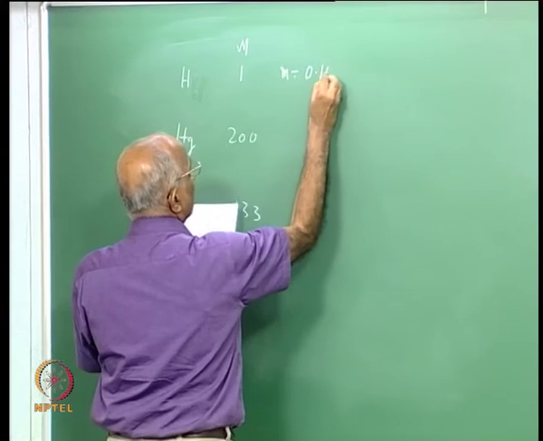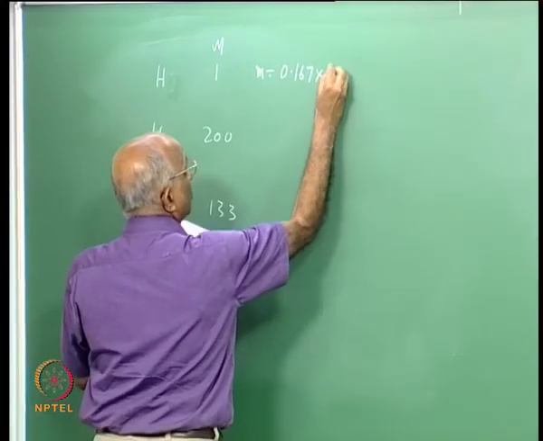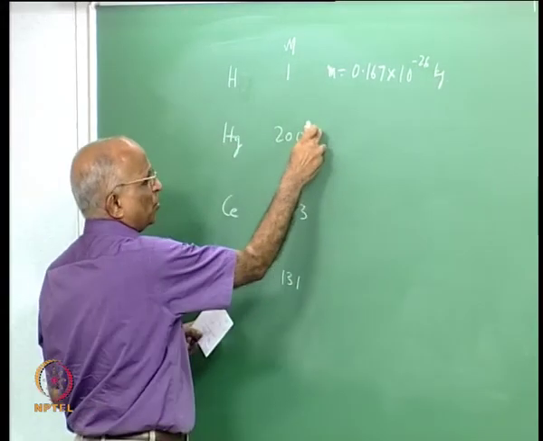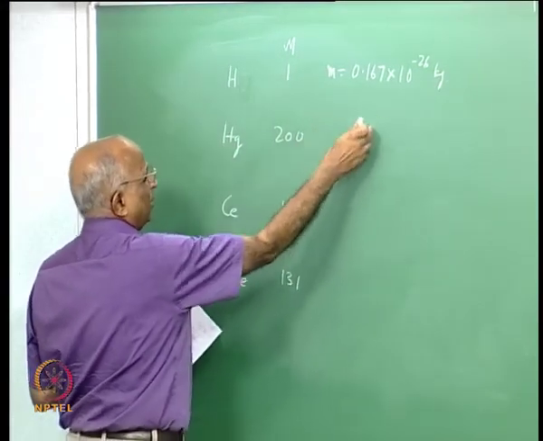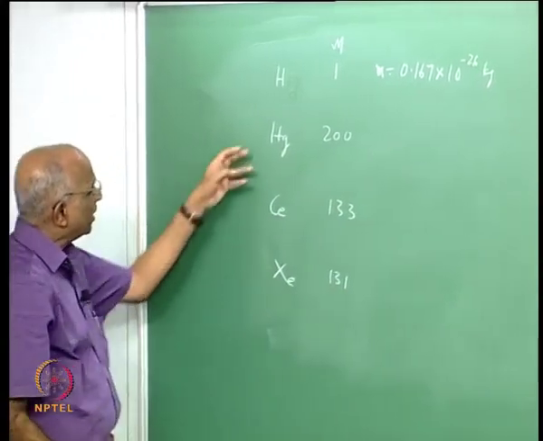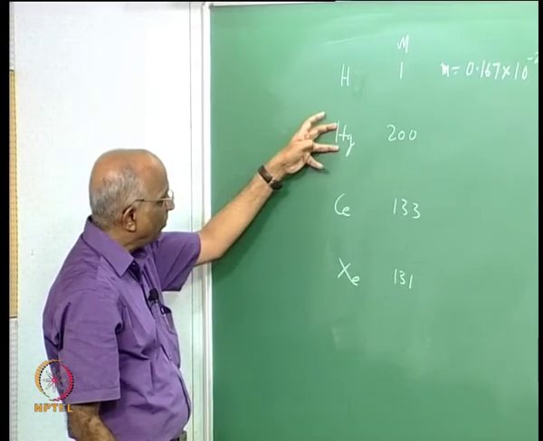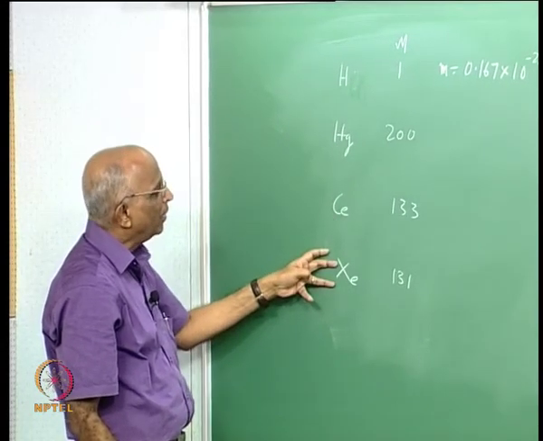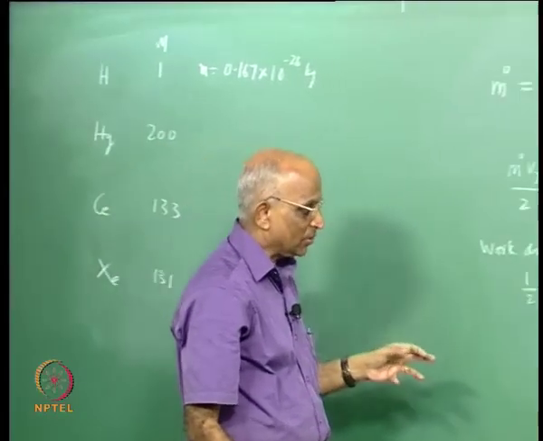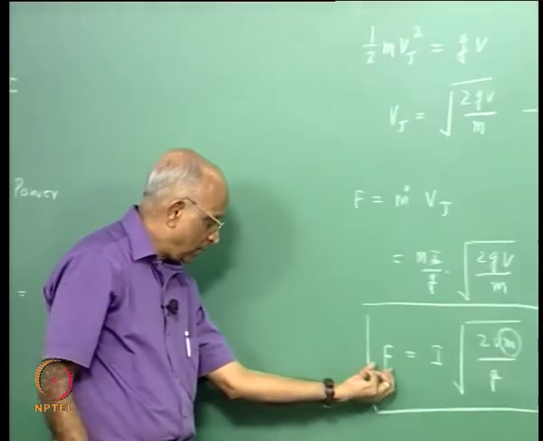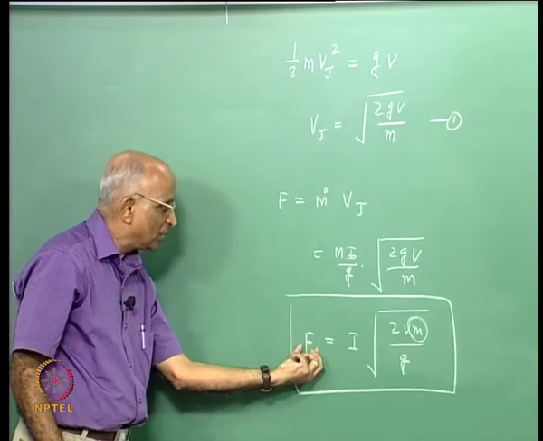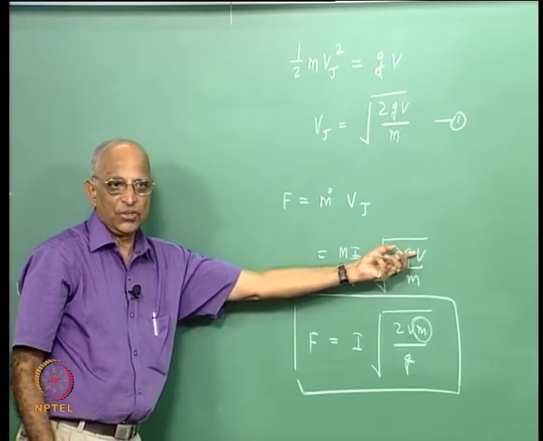0.167 into 10 to the power minus 26 kg, I can calculate the mass, which is 200 times that, something like 0.33 into 10 to the power minus 24 kg. We find that the molecular mass of certain substances like mercury, cesium, xenon are very much higher, and we would like to use such substances in the case of electrical propulsion or electrostatic propulsion, in which I am using force derived from charge into potential difference.